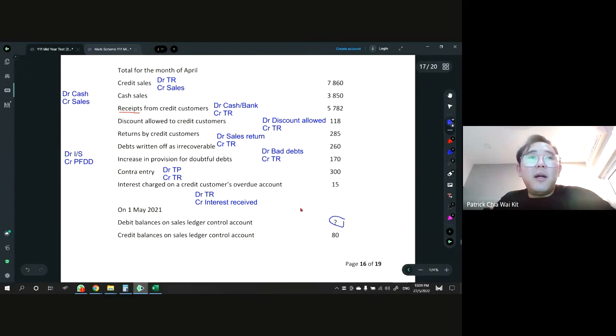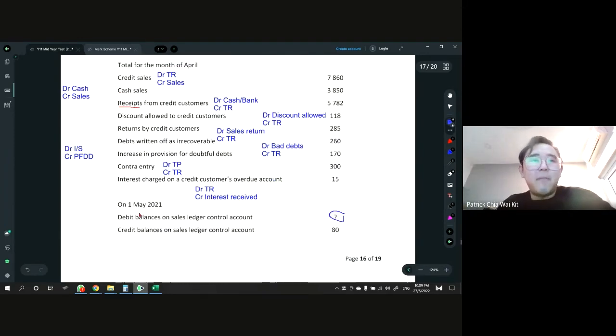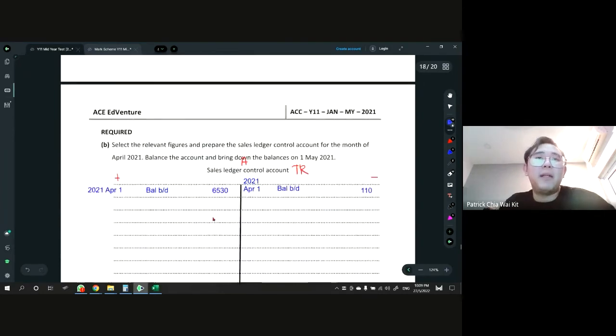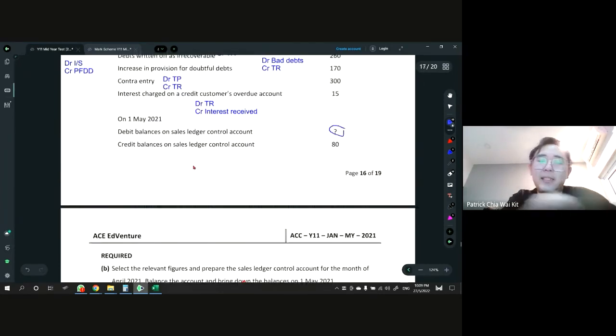Right. Then after that, we also have debit balances and also credit balances. So once again, let's do the balances first before we put in all the other answers. This is the bottom part, which is the next month. If it's next month, it means this is the bottom part already, okay? Because you see the word balances. Balances means we are talking about balance BD again, right?